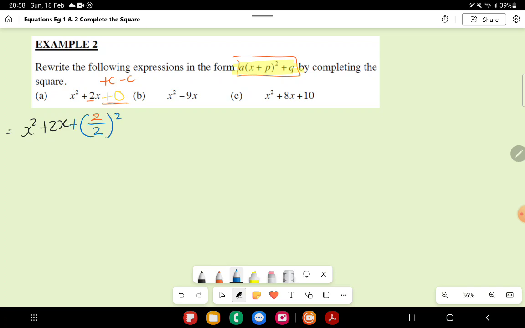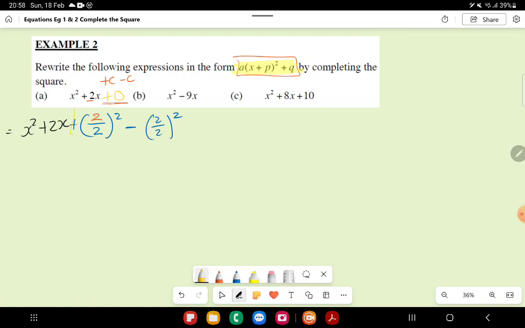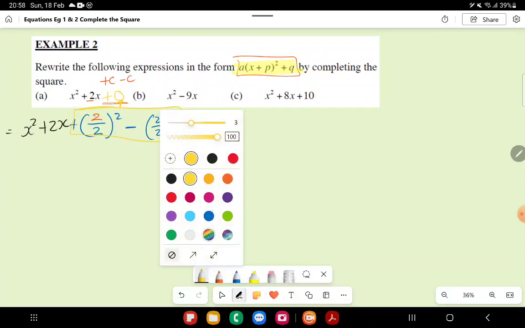So we're going to say plus 2 over 2 squared, but 2 over 2 squared does not equal 0. So since we're adding 2 over 2 squared, we are also going to subtract 2 over 2 squared. And the reason why we do that is because together, this 2 over 2 squared added and subtracted is actually equal to 0. So we're adding nothing. We're going to add something and take it away at the same time so that we end up with the same 0.